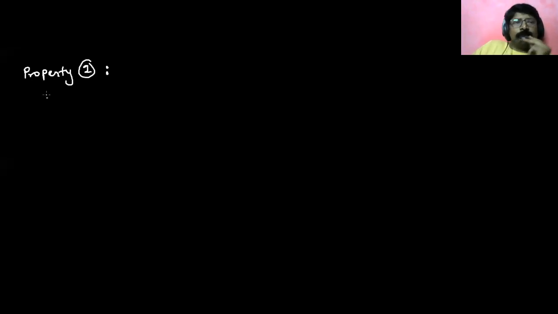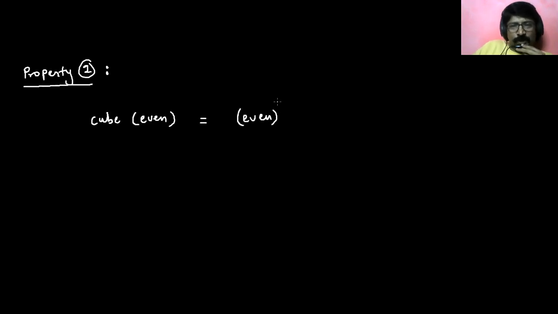Okay, guys, listen. Now I'm teaching you a few properties about the cubes. So, what is the first property? Let's understand. It's very simple. Cube of even is even. Cube of an even number. Any even number, if we cube it, it's always even.